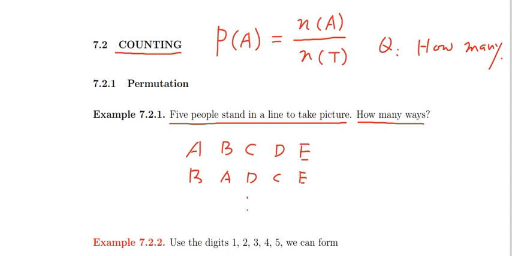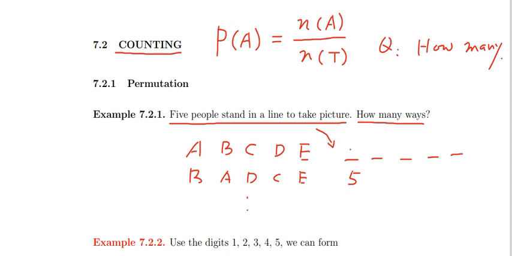So we can regard this problem as having 5 positions: first one, second one, like that. For the first one, from the 5 we just pick one to put here. So could it be A, could it be B, could it be C, or D, or E? So for the first position, we have 5 ways, right?